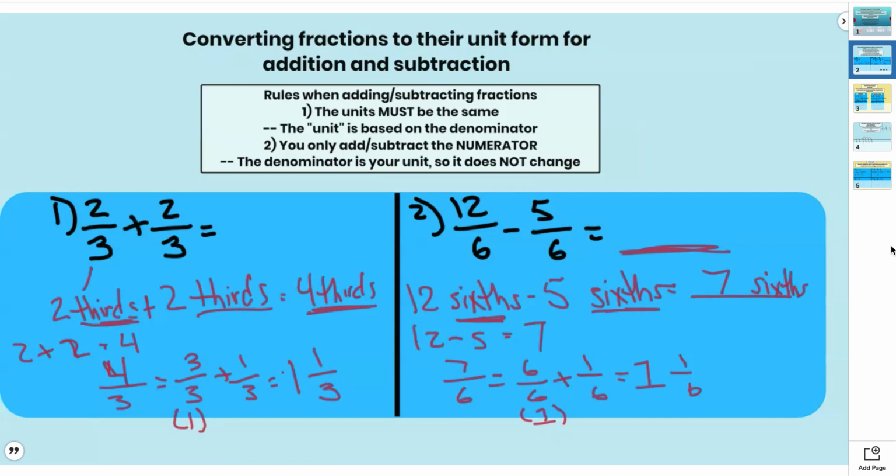If you forgot how to convert into a mixed number, you can always go back to the previous lesson to learn what we have to do in order to change from an improper fraction into a mixed number. Also, in the previous lesson, it shows all of the unit forms for all the fractions. All right? So, let's move on.